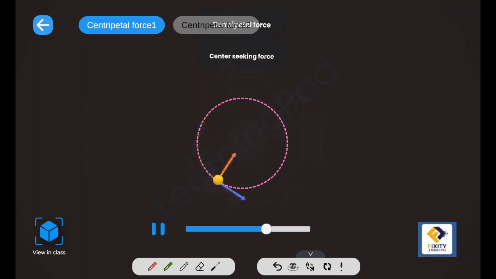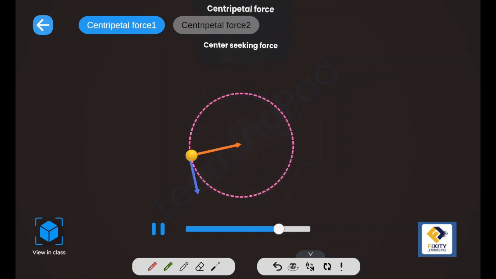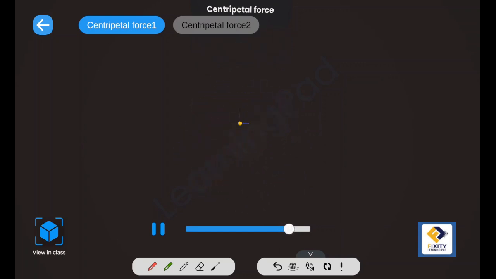All right, now what is the force? There must be some kind of force which is causing it to change the direction. Because if there was no centripetal or center seeking force, the ball would have just flown away tangentially, right? So the centripetal force, which is acting towards the center and is denoted by the orange line here, is keeping the ball in check, it is keeping the ball in orbit.